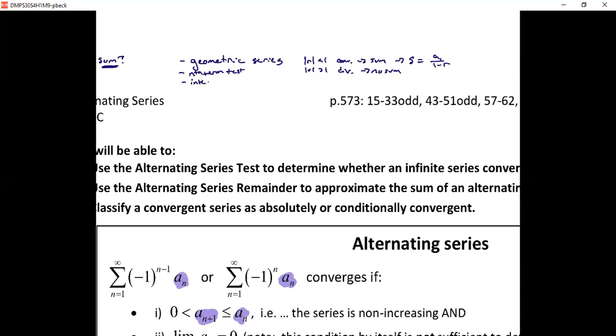When it comes to the integral test, we said that if we use the integral of that function, then if the integral converges, then the sum converges. If the integral diverges, then the sum diverges. So both converge. Let me actually write it that way. So both converge or both diverge.